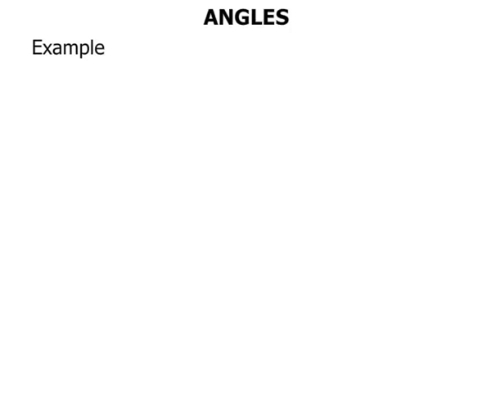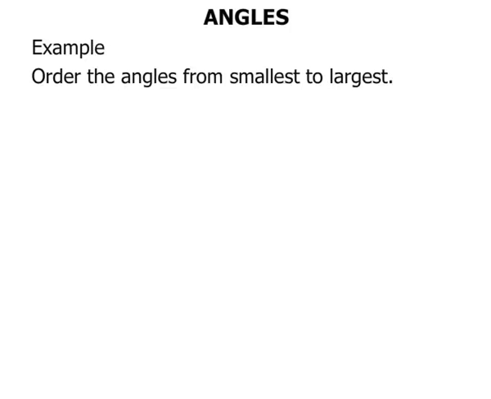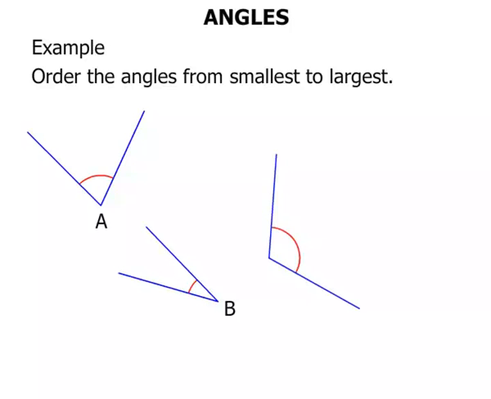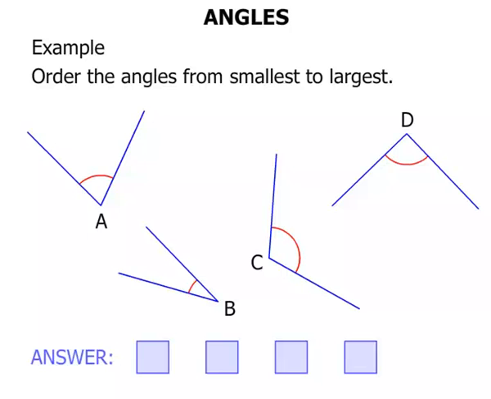Let's look at an example. We're asked to order the angles from smallest to largest. So we've got angle A there, angle B, angle C, and angle D. So our answer, we're going from smallest to largest. Now, having a look at the angles there, the amount of turn between each of the arms, which do you think is the smallest? Well, it's angle B.